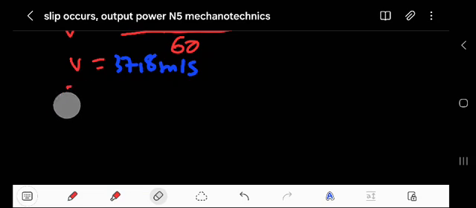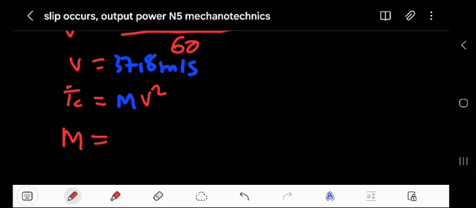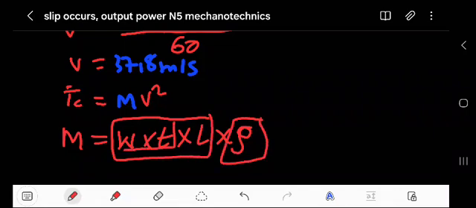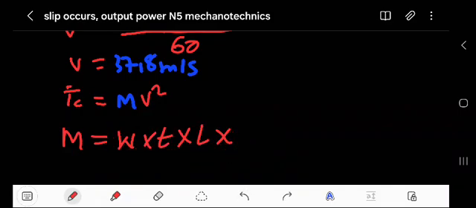So we know that our TC is equal to mass times v squared. So we are forced to calculate the mass. The mass is what? It is width multiplied by thickness multiplied by length multiplied by density, whereby width times thickness is simply area. Or this is simply volume multiplied by density, whereby this inside is simply area. I've discussed these already, so let us substitute there.